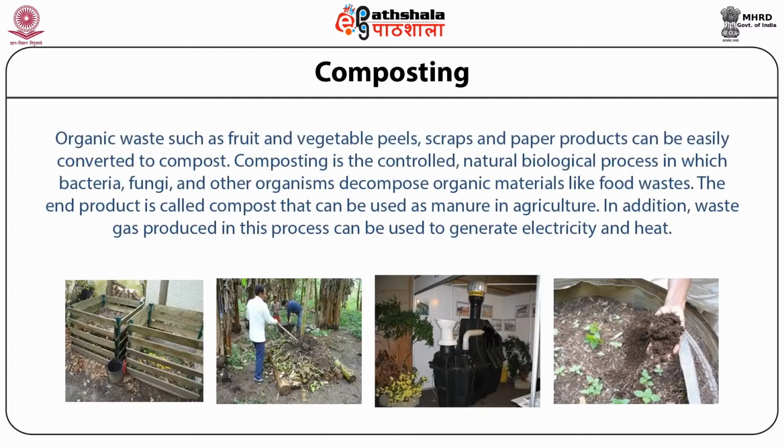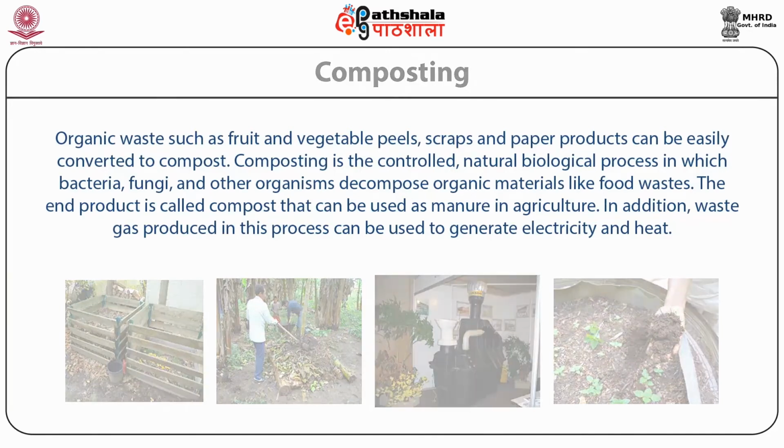Organic waste, such as fruit and vegetable peels, scraps, and paper products, can be easily converted to compost, as you can see on the screen. Composting is the controlled, natural, biological process in which bacteria, fungi, and other organisms decompose organic materials like food waste. The end product is called compost, which can be used as manure in agriculture. In addition, waste gas produced in this process can be used to generate electricity and heat.